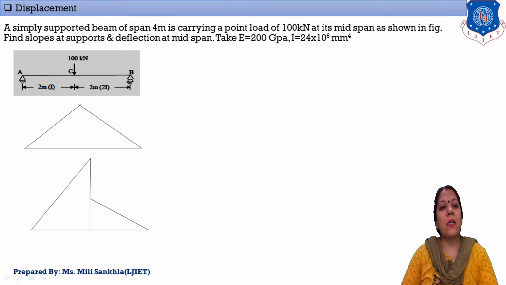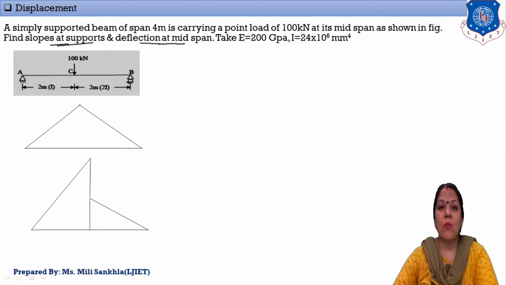In this example, I again take a simply supported beam, but the moment of inertia is different: I and 2I. Simply supported beam, span 4 meter, carrying a point load of 100 kN at the center point. Find out the slope at the supports, that means at A and B, and the deflection at mid span, that means point C.